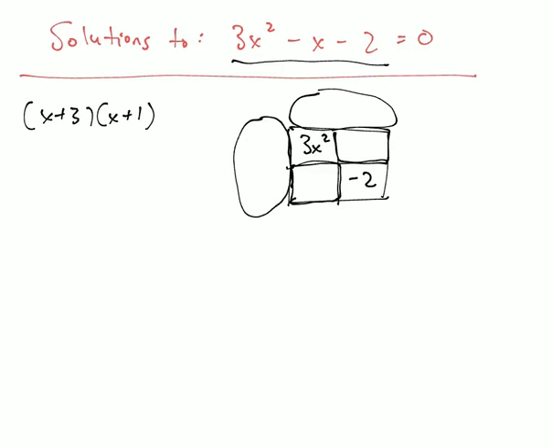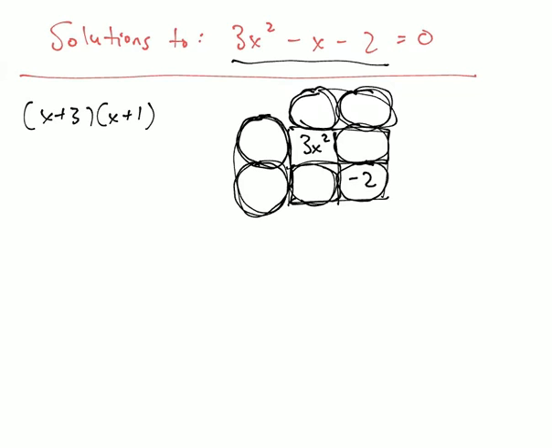So essentially we're doing this backwards. Instead of going from two binomials multiplied into an equation, we're going to go from the standard form equation and multiply that out into two binomials. So how this works is this term here multiplied by this term is equal to 3x squared. This term multiplied by this term is equal to this box. This term multiplied by this term is equal to this box. And lastly, this term multiplied by this term is equal to the negative 2.